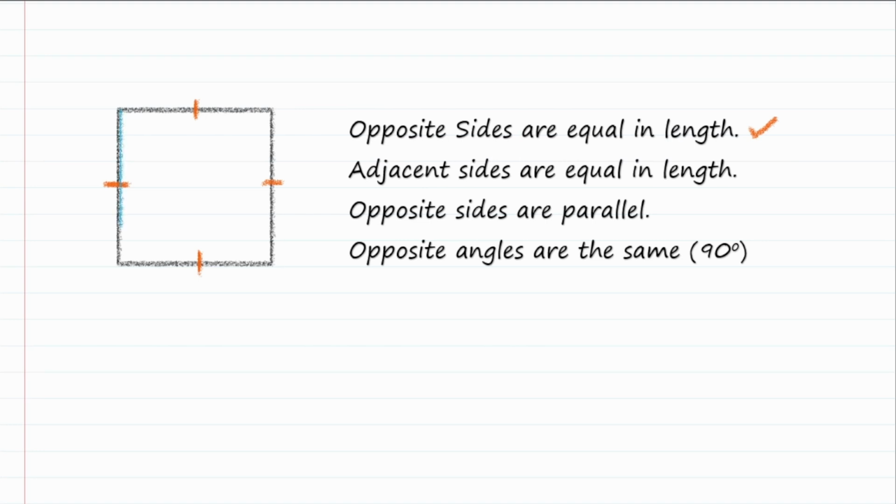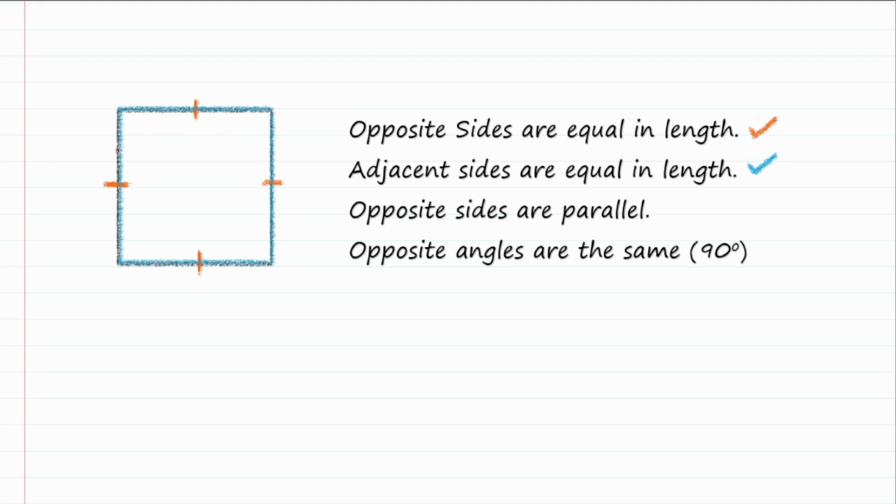Adjacent sides are supposed to be equal in length as well. Well, the left-hand side is adjacent to the bottom, which is adjacent to the right-hand side, which is adjacent to the top, which is also adjacent to the left-hand side, and so we begin again. So all the sides next to each other are the same size. We can see that by our markings, so this property is true as well.